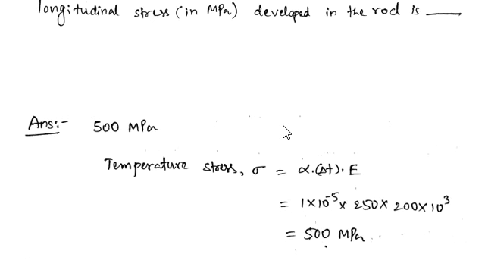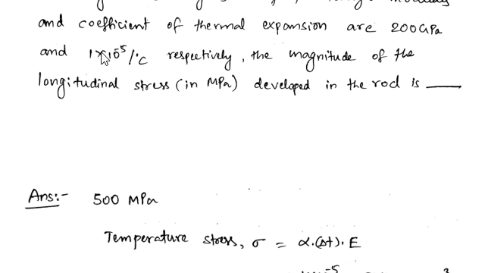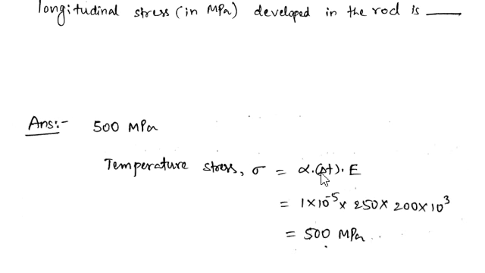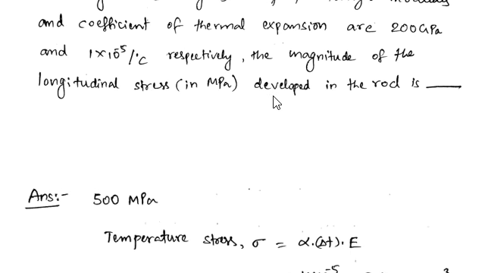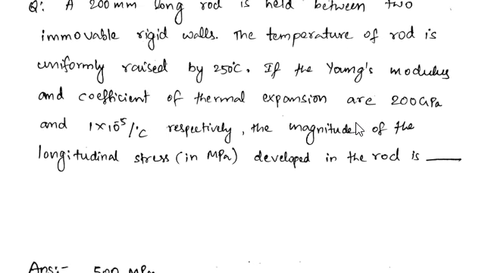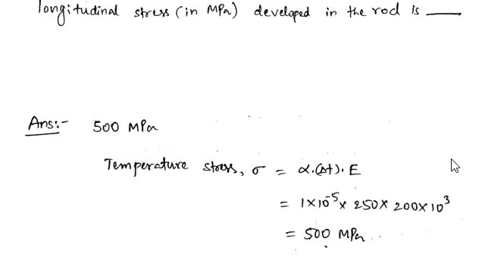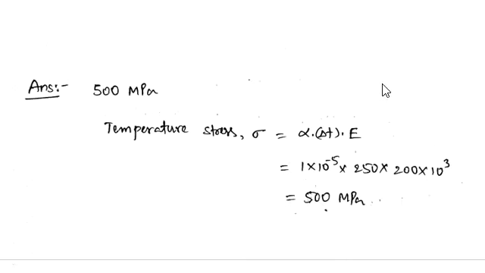So we know temperature stress is given by the equation alpha into delta T into E. Now alpha is given here as 1 into 10 to the power of minus 5. Delta T, the rise in temperature, is 250 degrees centigrade, and the E value is given as 200 gigapascals. Substitute in megapascals, so that is 200 into 10 to the power of 3 megapascals. If you simplify that, we get the answer as 500 megapascals.